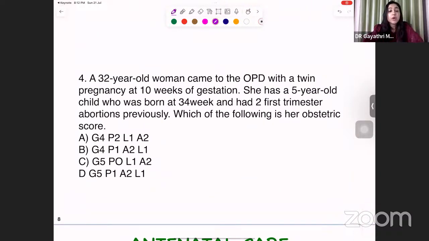So this is basically about the obstetric score. You have a 32-year-old female who has come to the OPD. She is 10 weeks gestation. She has a 5-year-old child who was born at 34 weeks. And again, there are 2 first trimester abortions as well. What is the obstetric score?